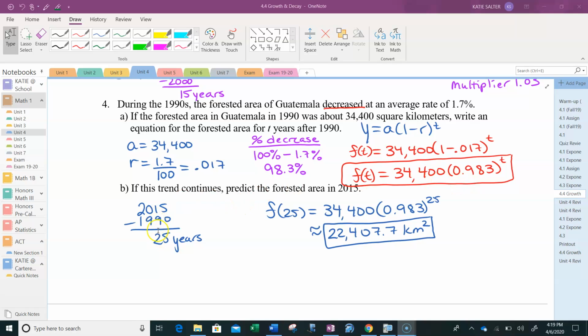Because 25 years have elapsed, we would then raise it to the 25th power, put that in, and it gives us approximately 22,407.7 square kilometers of forested areas left 25 years later.